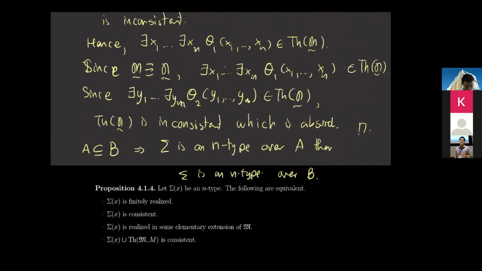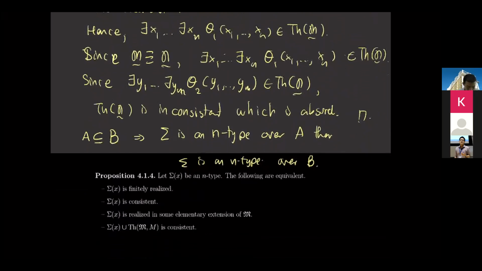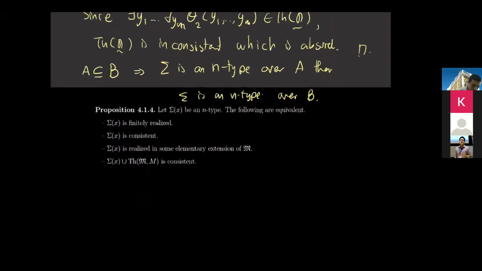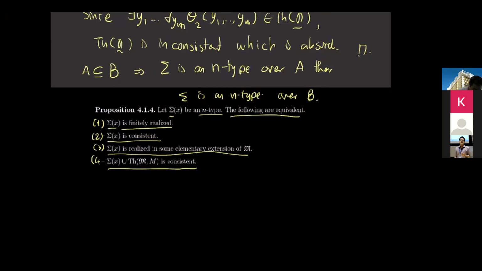Okay, and what else do we know about types? We can have some connection between the consistency of a type and the fact that it is finitely realized. If sigma(x) is an n-type, the following are equivalent: sigma(x) is finitely realized; sigma(x) is consistent; and it is realized in some elementary extension of your structure M. Let me number them 1, 2, 3, and 4.